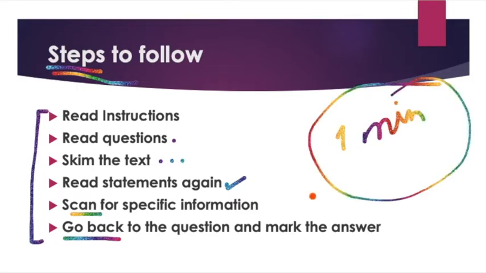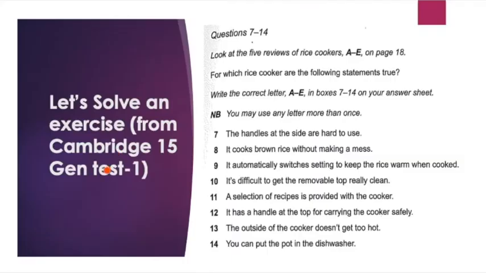Now let's get started with one of the passages. We'll first look at the questions. This exercise is from Cambridge 15 General Test 1. These are questions 7 to 14, matching information questions. Let's first look at the questions and then we'll move on to the passage. Now, as it says, you can use any letter more than once.